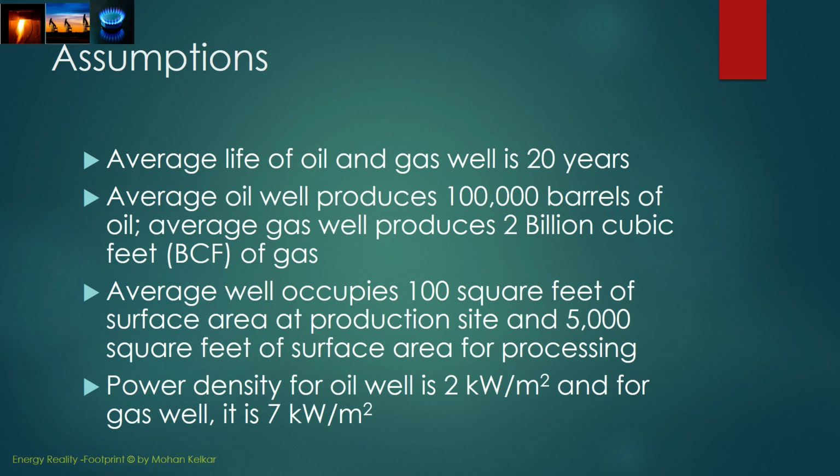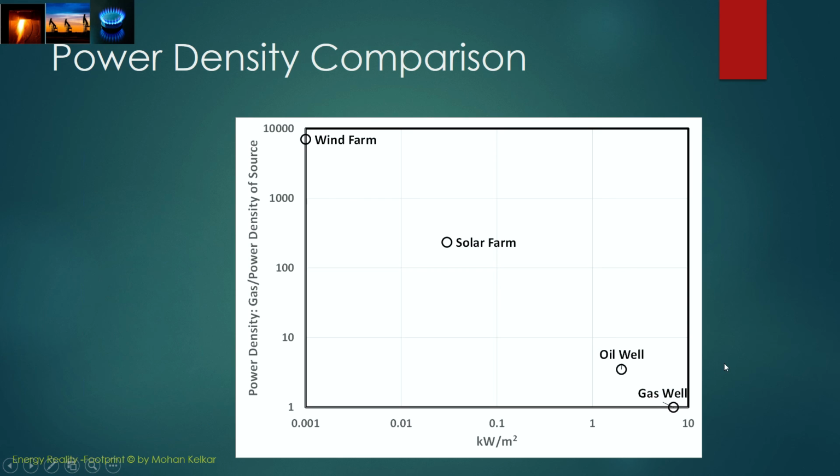The well will occupy about 100 square feet of surface area at the production site where the head is located, and about 5,000 square feet of surface area for processing the fluids which we produce. Using these assumptions, the power density for an oil well is about 2 kilowatts per meter square, and for a gas well, it's about 7 kilowatt per meter square.